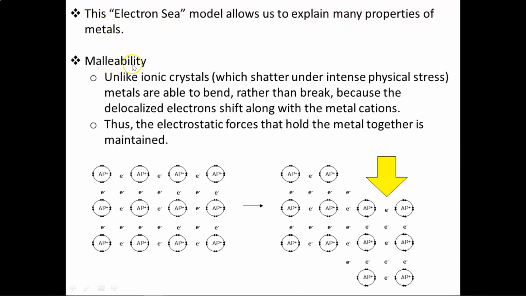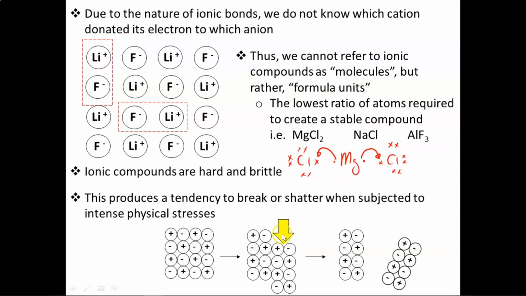Take malleability for instance. Unlike ionic crystals, which shatter if you strike them with enough force, metals on the other hand tend to bend or dent. This is because the delocalized electrons shift along with the metal cations. So in this particular crystal lattice structure involving metals, if I hit them hard enough, the whole lattice structure shifts down, but you'll notice the electron sea still acts as a glue holding it all together, and that's why metals are able to dent, while ionic crystals, when their lattice structure is shifted, due to these like charges, will repel and the crystal will shatter and fracture along these lines.